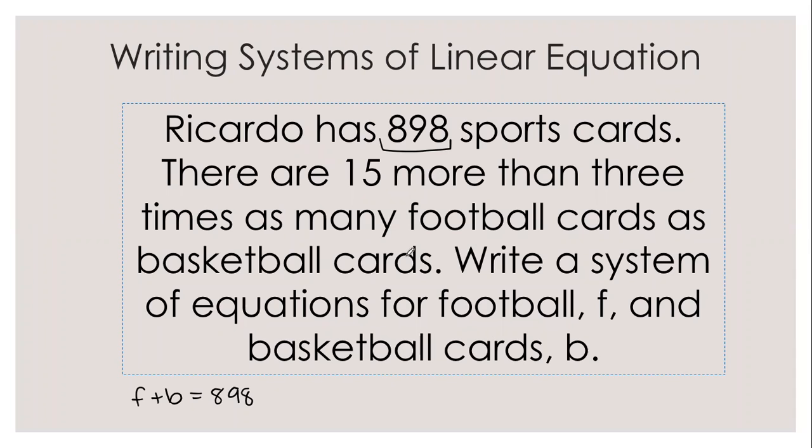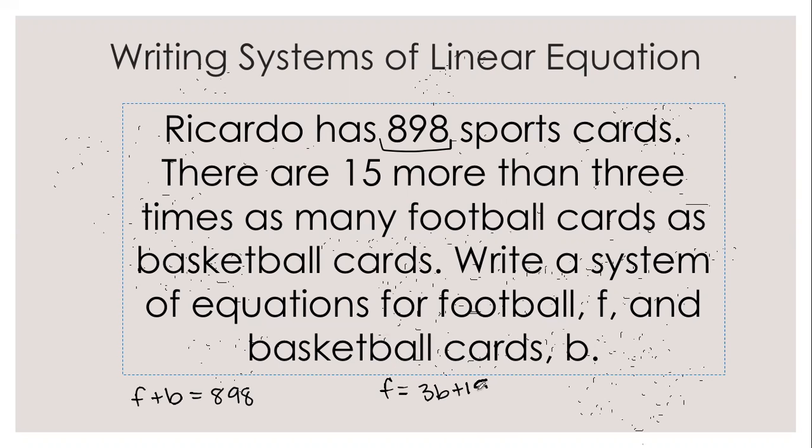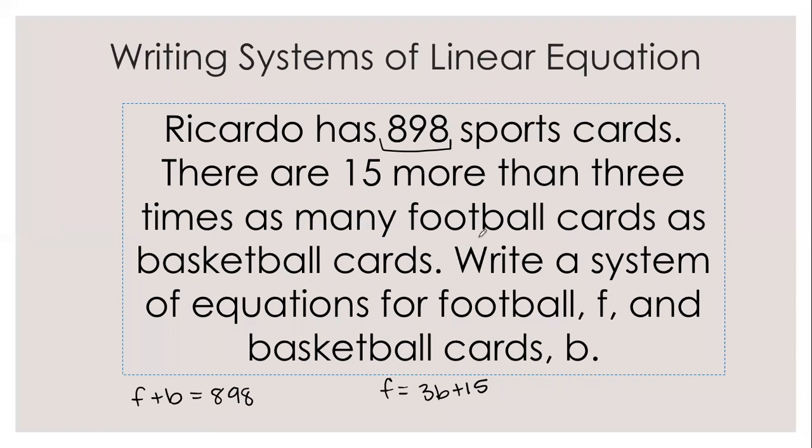So there's more football cards by a lot. Okay, so Alex, say that again. There's more football cards. So if there's more football cards, then what would my equation be? B times 3 plus 15. Perfect. So F equals 3B plus 15. Because if Alex says there's more football cards, then I know to figure out how many football cards there are, it's 15 more than 3 times. So it'll be 3B plus 15.